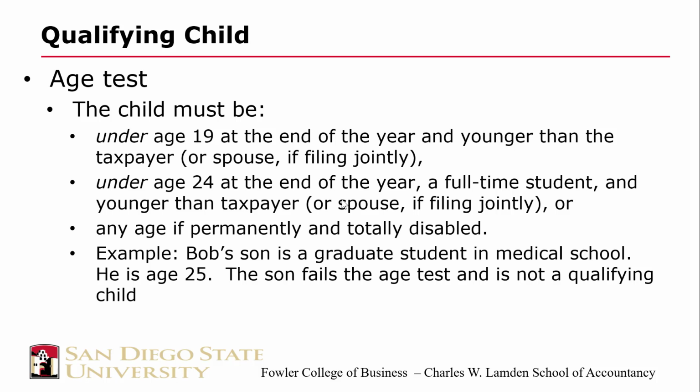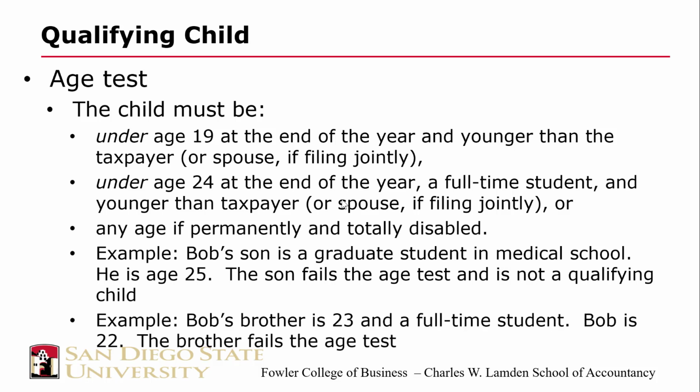So Bob's son is a graduate student in medical school. He's 25. So the son fails the age test, okay, because his son, even though he's a full-time student, is not under the age of 24, right? So if Bob's son was 23, he could claim him as a dependent, but in this case, he cannot. This next example, if Bob's brother is 23 and a full-time student, if Bob is 22, then the brother fails the age test, because remember that to be a qualifying child, you must be younger than the taxpayer or the taxpayer's spouse.